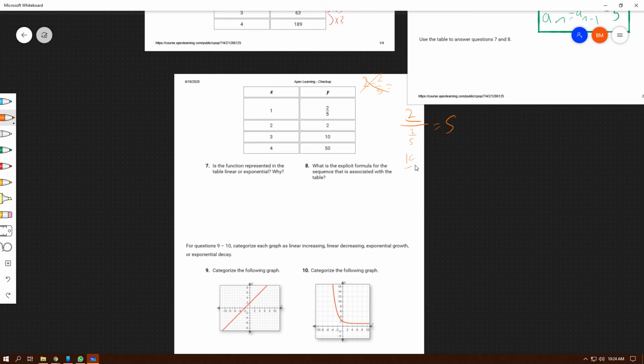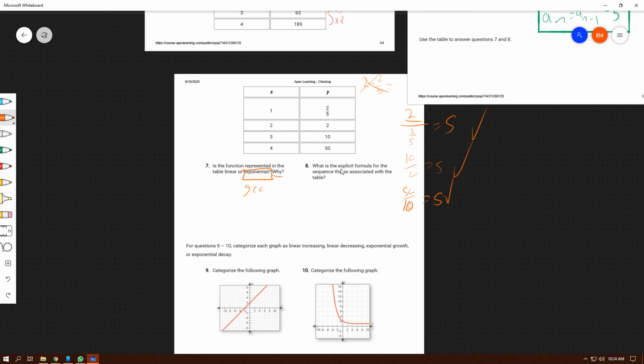All right, and then we have 10 divided by 2 is going to be 5, and then 50 divided by 10 is 5. So I have a common ratio of 5. I tried subtraction, and it just wasn't going to work. And then I tried division. I divided 2 by 2 fifths, 10 by 2, and 50 by 10. I got the same common ratio for all of them. So it gives me a geometric sequence.